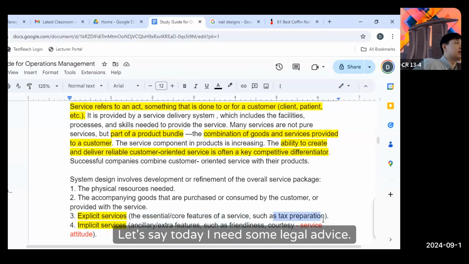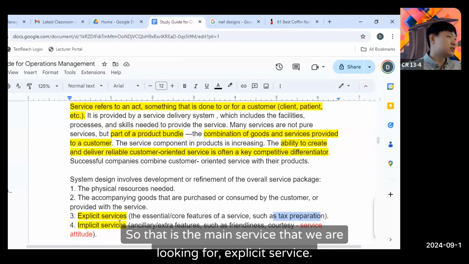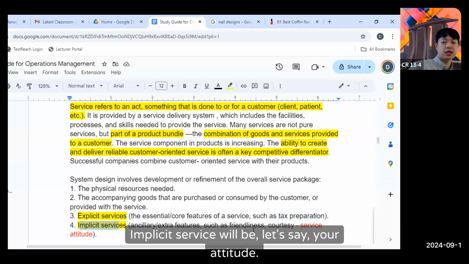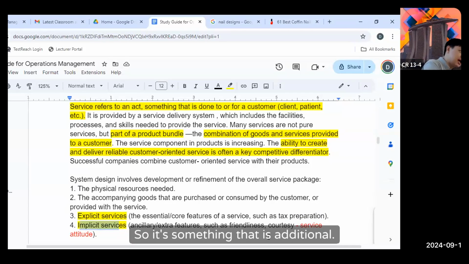Let's say today I need some legal advice. So the lawyer provides that for us. We want to go for a haircut. So that is the main service that we are looking for, explicit service. Implicit service would be, let's say, your attitude. Okay, so it's something that is additional.